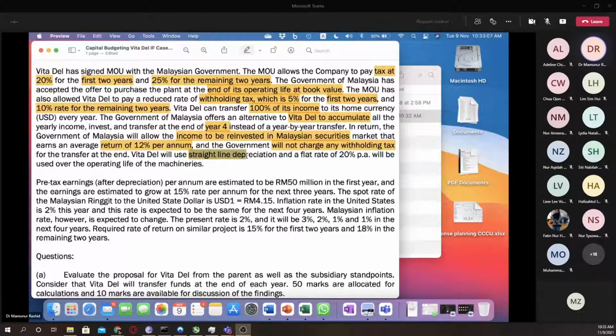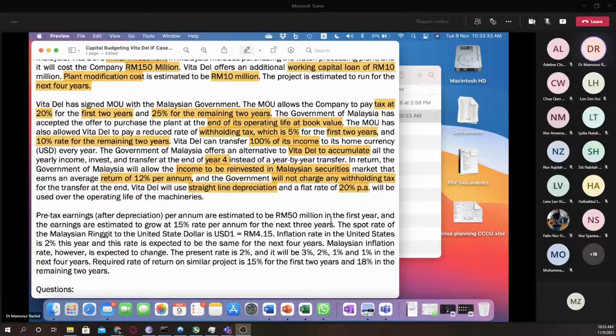Vitadel will use straight line depreciation, and a flat rate of 20% per annum will be used over the operating life of the machine. So depreciation rate is 20% per annum. Okay, so we'll take a minute. We pause for a minute and look into the second paragraph and see whether any information can create some problem later on. Just look into the information.